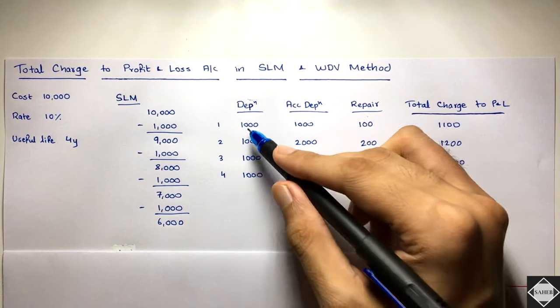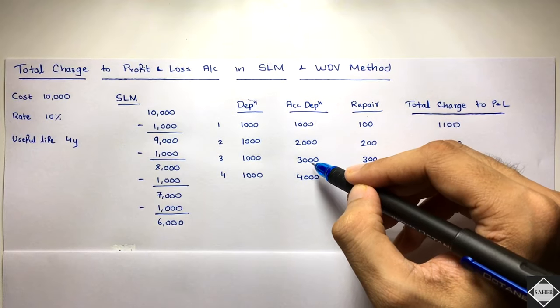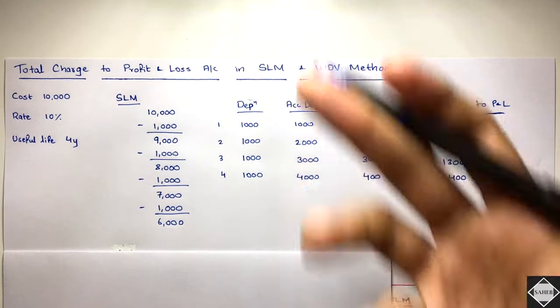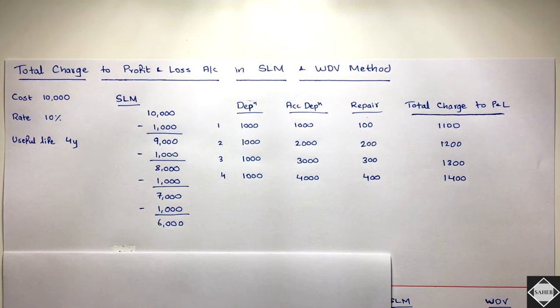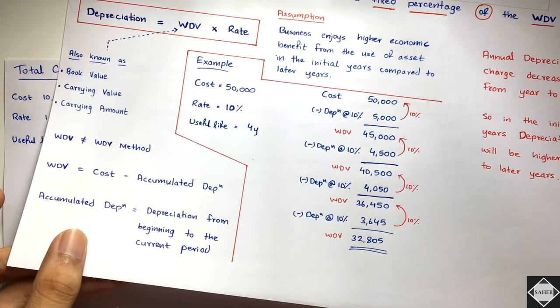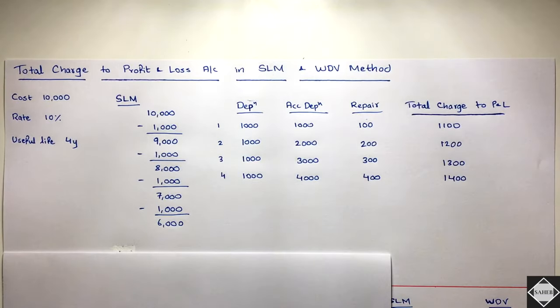In the third year, 1,000 plus 1,000 plus 1,000, that's equal to 3,000. And then in the fourth year, 4,000. How 4,000? You just have to accumulate. I've already explained what accumulated depreciation is. Accumulated depreciation is the depreciation from the beginning to the current period.